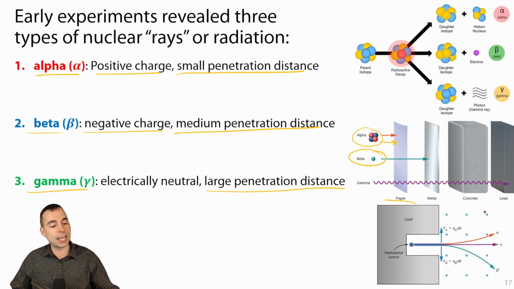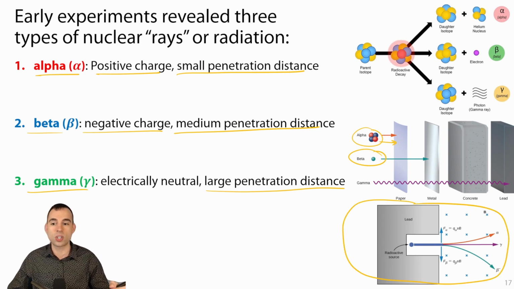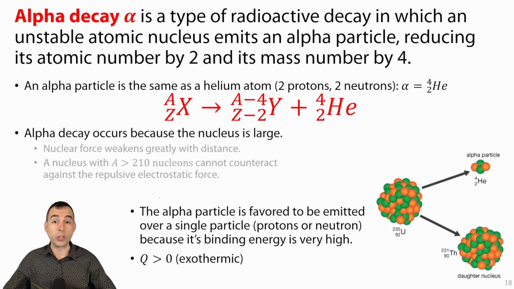So through magnetic measurements, we can determine the charge of these particles. Alpha particles are positively charged, beta particles are negatively charged, and the gamma particles are electrically neutral. Our first type of nuclear reaction is called alpha decay, where an alpha particle is emitted when a parent nucleus breaks down into a smaller daughter nucleus.